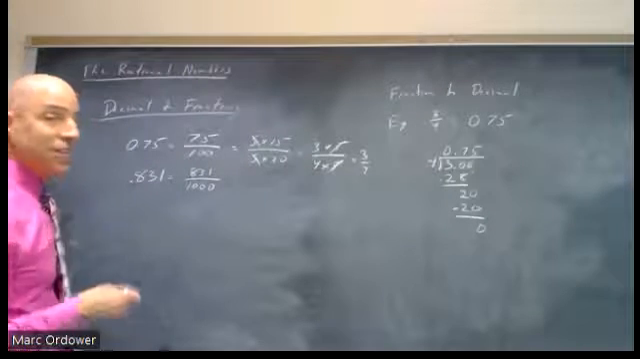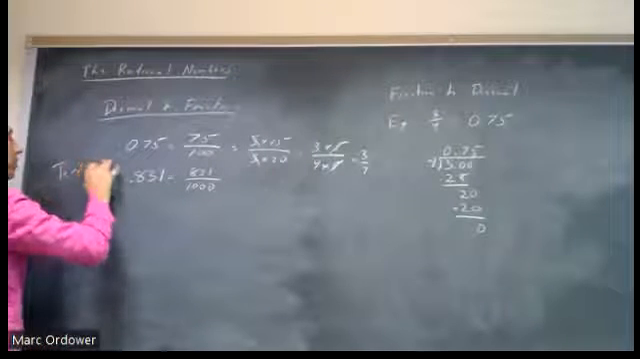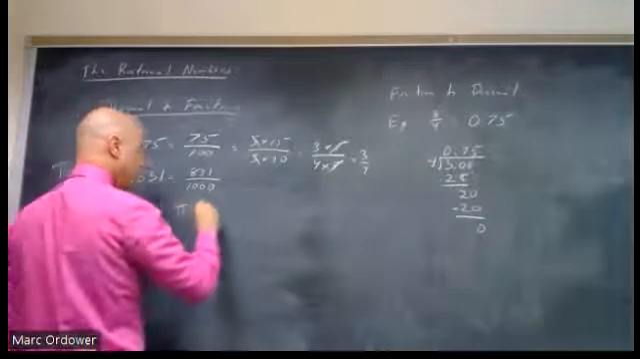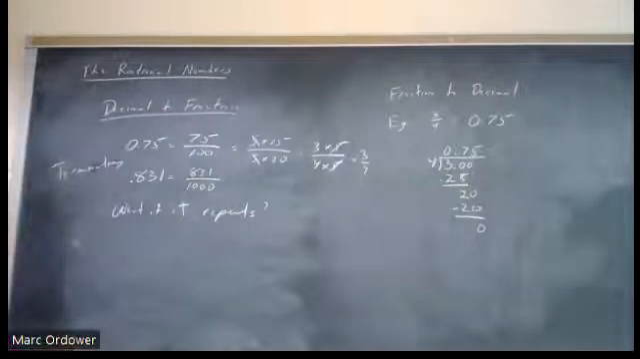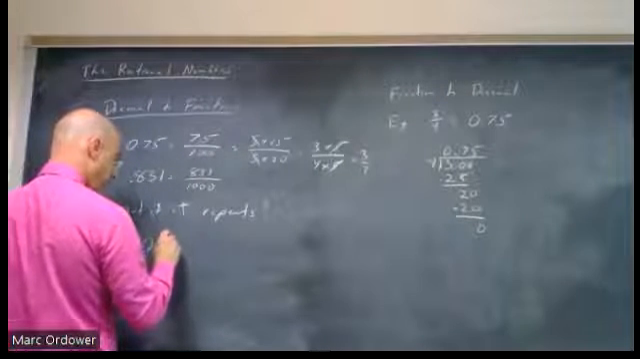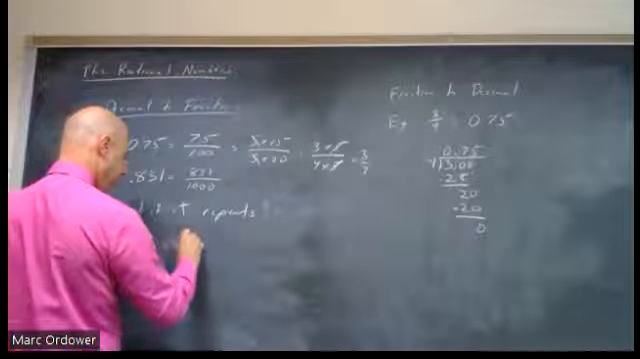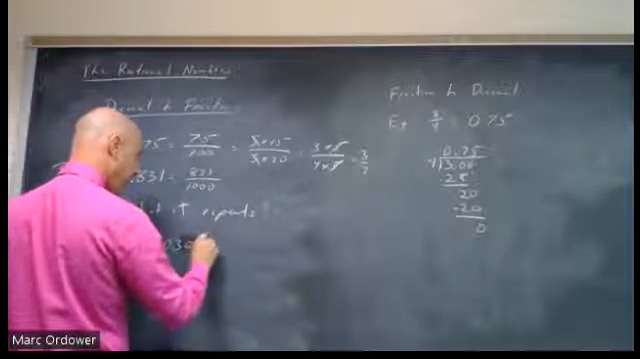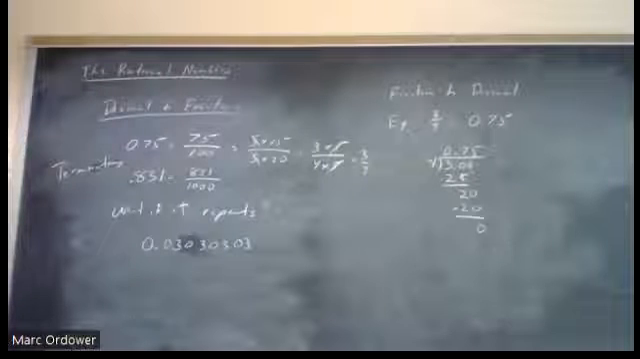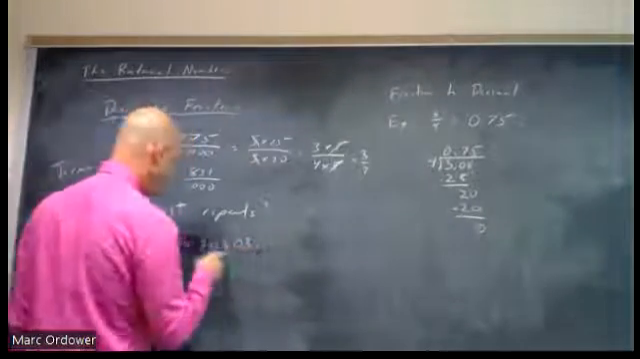Okay, so what happens if our decimal repeats? So that was for terminating. What happens if it repeats? For instance, what if I have something like 0.03030303 forever? There's a trick to changing something like this, which repeats forever, into a fraction.